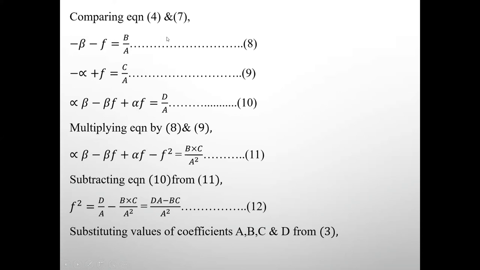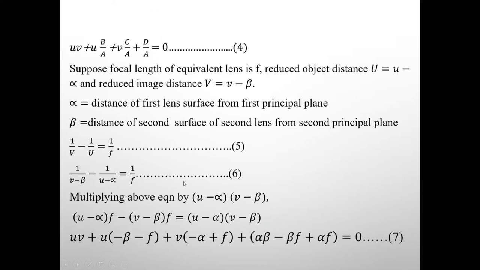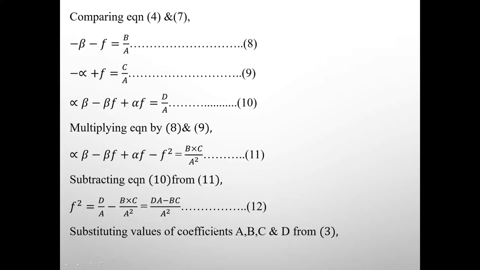So comparing equation 4 and equation 7, we have to compare these values, B upon A, C upon A, D upon A. So we can write minus beta minus F is equal to B upon A, equation 8. Minus alpha plus F is equal to C upon A, equation 9. Alpha beta minus beta F plus alpha F is equal to D upon A, equation 10. Multiplying equation 8 by 9, alpha beta minus beta F plus alpha F minus F square is equal to BC upon A square.